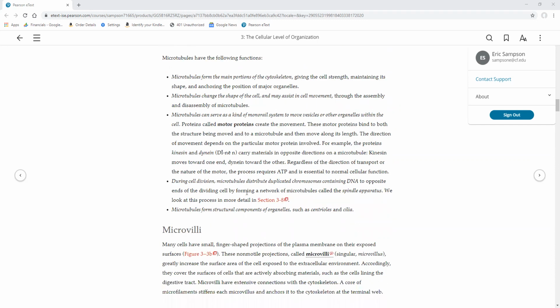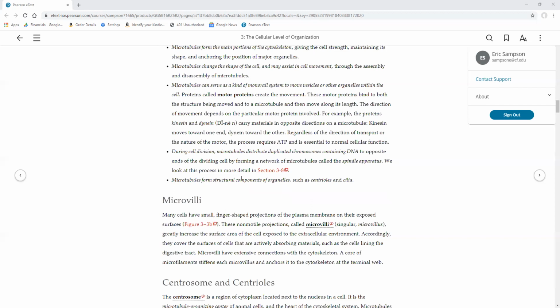During cellular division, microtubules distribute duplicated chromosomes containing the DNA, and that's where we talk about the spindle apparatus, which attaches to the replicated DNA and pulls it apart. So each cell gets some DNA. Okay.